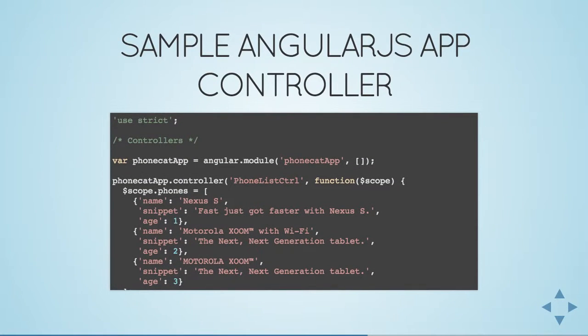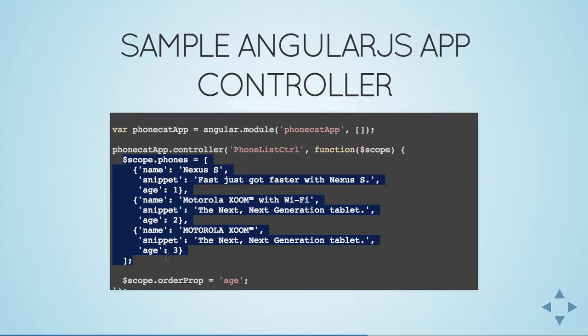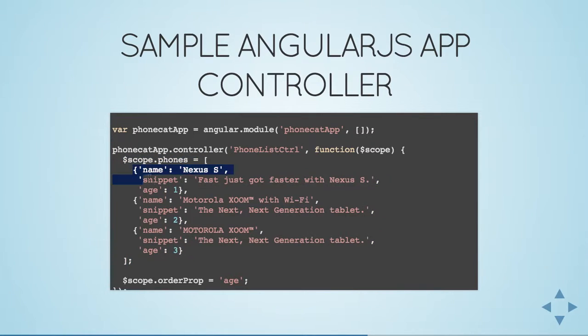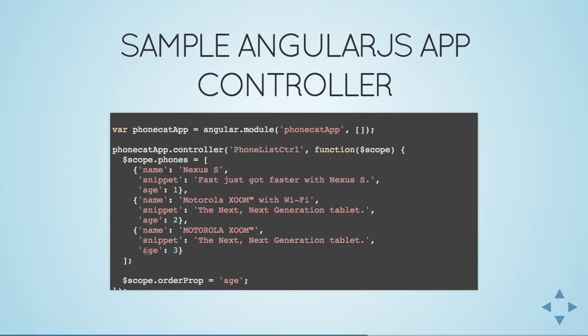And here's an example of a controller. In fact, the controller that matches the template we were just looking at. So we can see here we've defined the PhoneCat app module, and we're giving it a controller that populates all this data. Now, typically, again, this would be done by hitting some sort of a backend server to populate phones, but we're just hard coding it in here, an array of objects. We're giving each phone a name, a snippet, and an age.